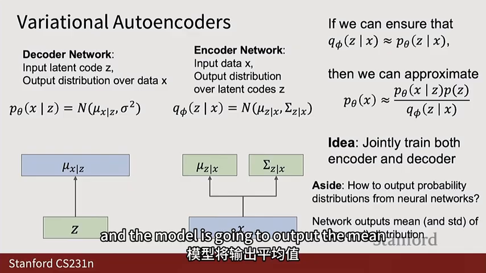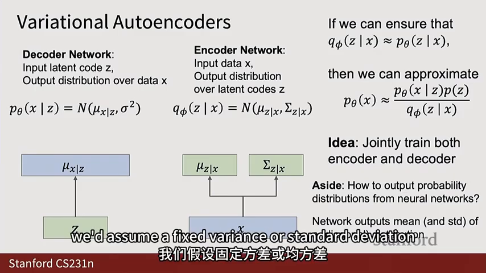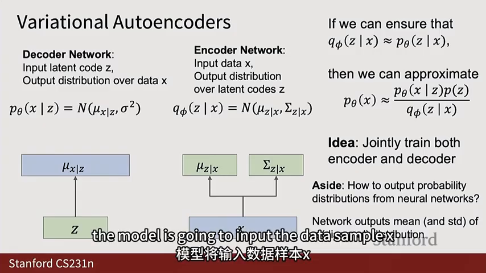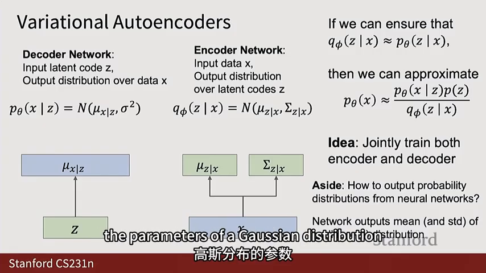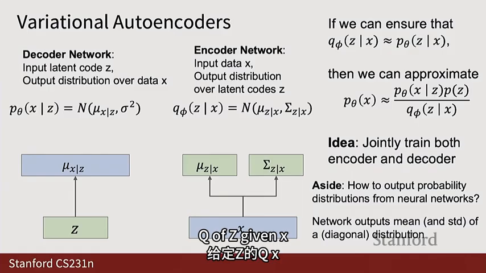And the model is going to output the mean of that diagonal Gaussian distribution. And typically for the decoder, we'd assume a fixed variance or standard deviation sigma squared. Now for the encoder network, same idea. The model is going to input a data sample X, and then it's going to output the parameters of a Gaussian distribution that models the distribution Q of Z given X.